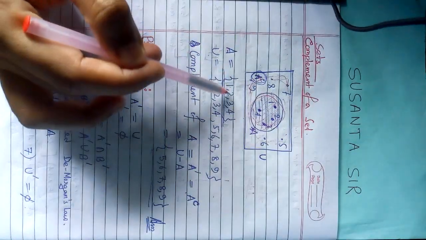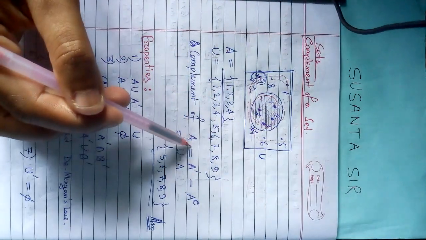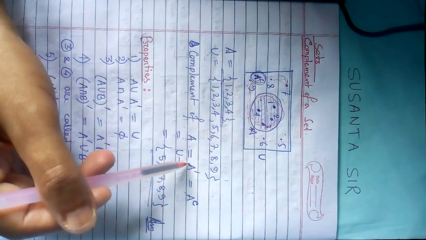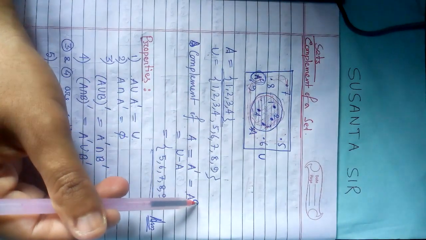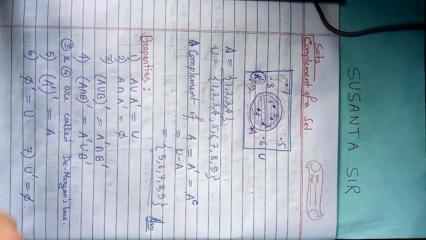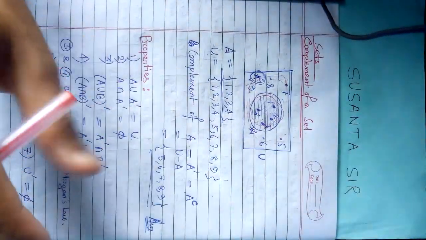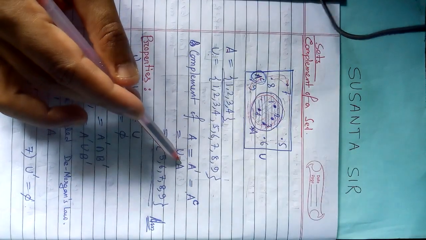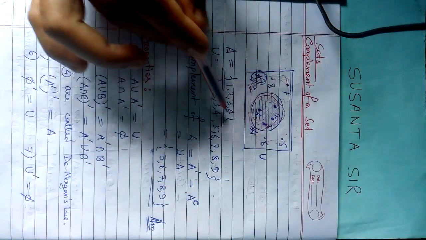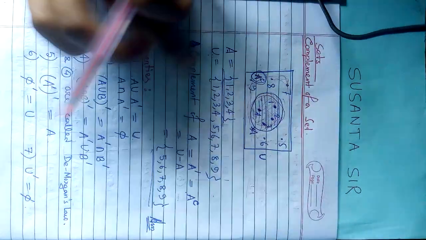That means if A equals {1, 2, 3, 4} and U equals {1, 2, 3, 4, 5, 6, 7, 8, 9}, then complement of A, the symbol is A dash, or you can write A complement, or A to the power C, means U minus A. That means the remaining elements of U except A. If you remove the elements of A, 1, 2, 3, 4, from U, the remaining elements 5, 6, 7, 8, 9 are the A complement.